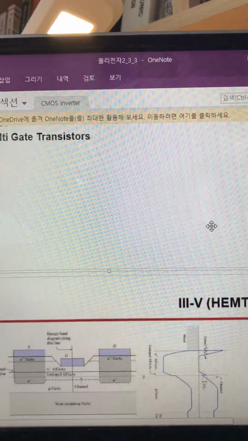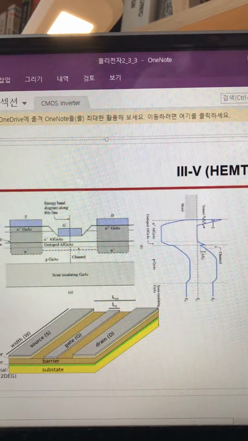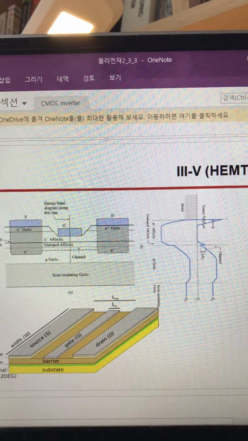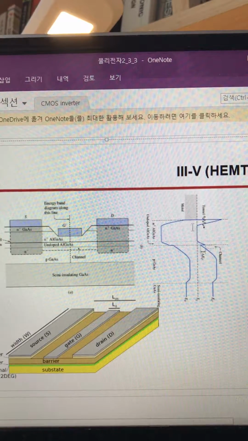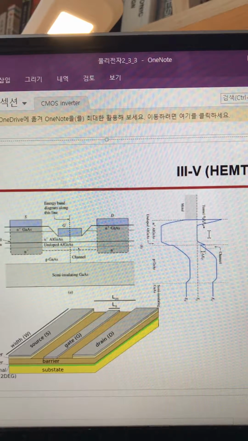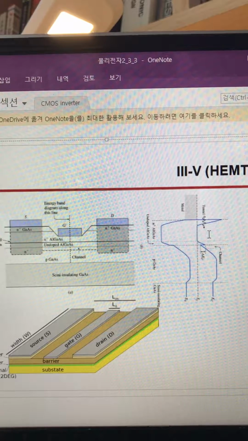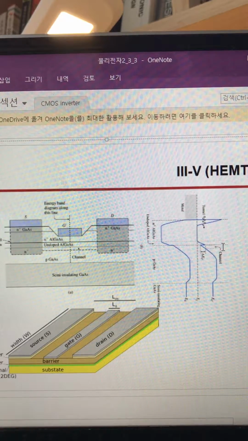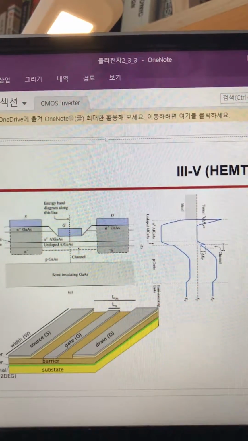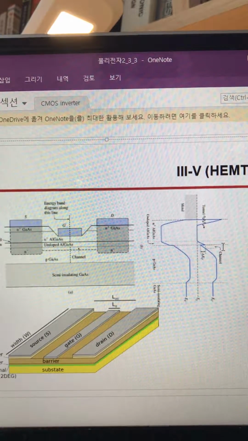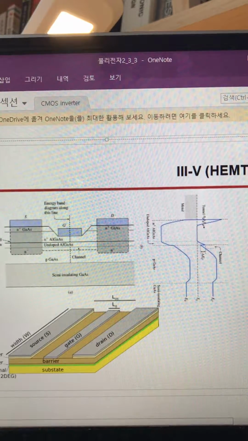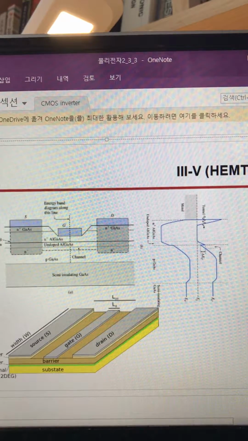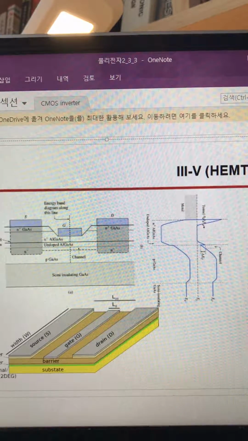First, the HEMT is a high electron mobility transistor designed to compensate for the shortcomings of velocity saturation. In a HEMT, an N-type doped GaAs, gallium arsenide, is doped into a source and a drain, and an undoped aluminum gallium arsenide is doped into an ion implanted region.